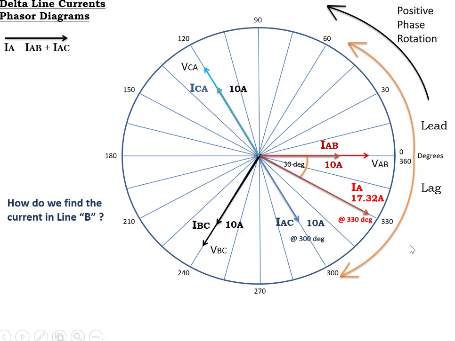To find line current B, we know that it is phase current B to C plus phase current B to A. Phase current B to C is located right here at 240 degrees. Phase current B to A will be the inverse of this phase current we have at 0 degrees. So phase current B to A will be 180 degrees away at 180 degrees. Line current B is made up of phase current B to C and B to A.